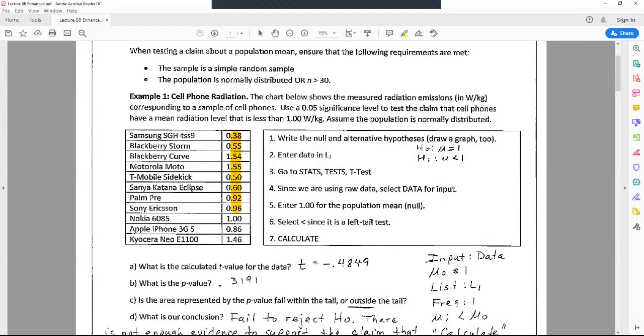So I'm going to ask you to pause the video and go to Stat, Edit, and put these data values in list 1. These data values are going to be the radiation emission levels for various cell phone brands. So pause the video and go ahead and put all of these values into list 1 and then return and we will run the test.